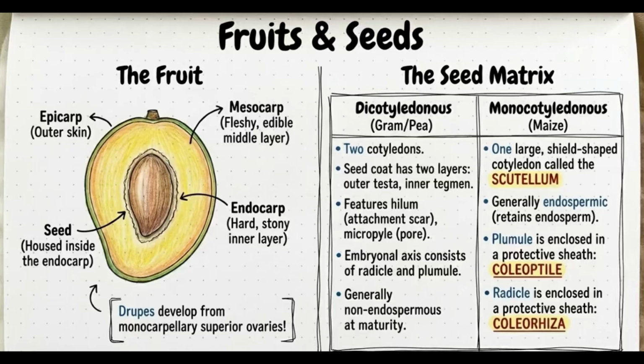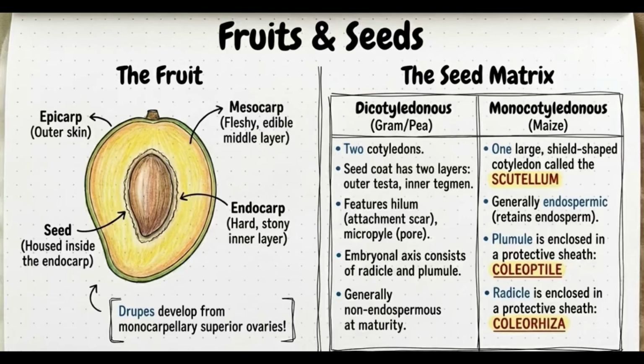It is the ultimate metamorphosis, and the fruit itself is composed of 3 layers. The epicarp on the outside, the skin, the mesocarp in the middle, which is often the fleshy, sweet part we eat, and the endocarp, the hard, stony inner layer that houses the seed. Now, the notes mention that mangoes are a type of fruit called a drupe, which developed from, and I quote, monocarpillary superior ovaries. Sounds complicated. Yeah, okay, time out.